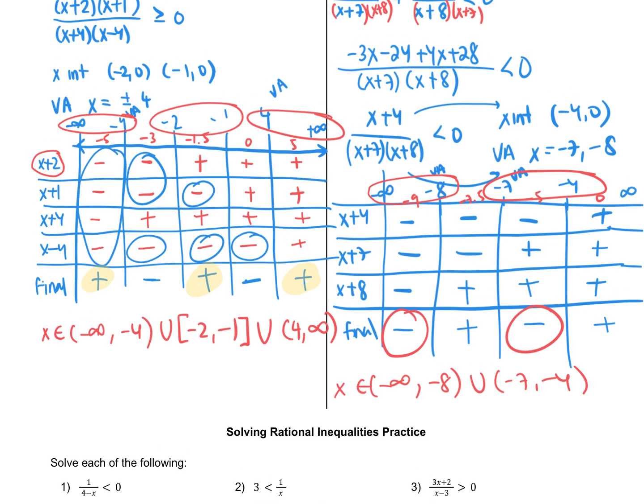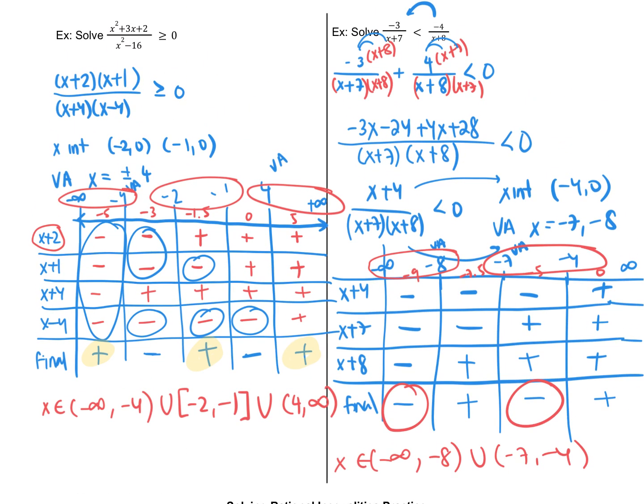And there we are. There's our rational inequality using our sign analysis. We still need our factoring skills to get our x-intercepts and our vertical asymptotes, and we use those values to do a sign analysis and compare positive versus negative intervals.